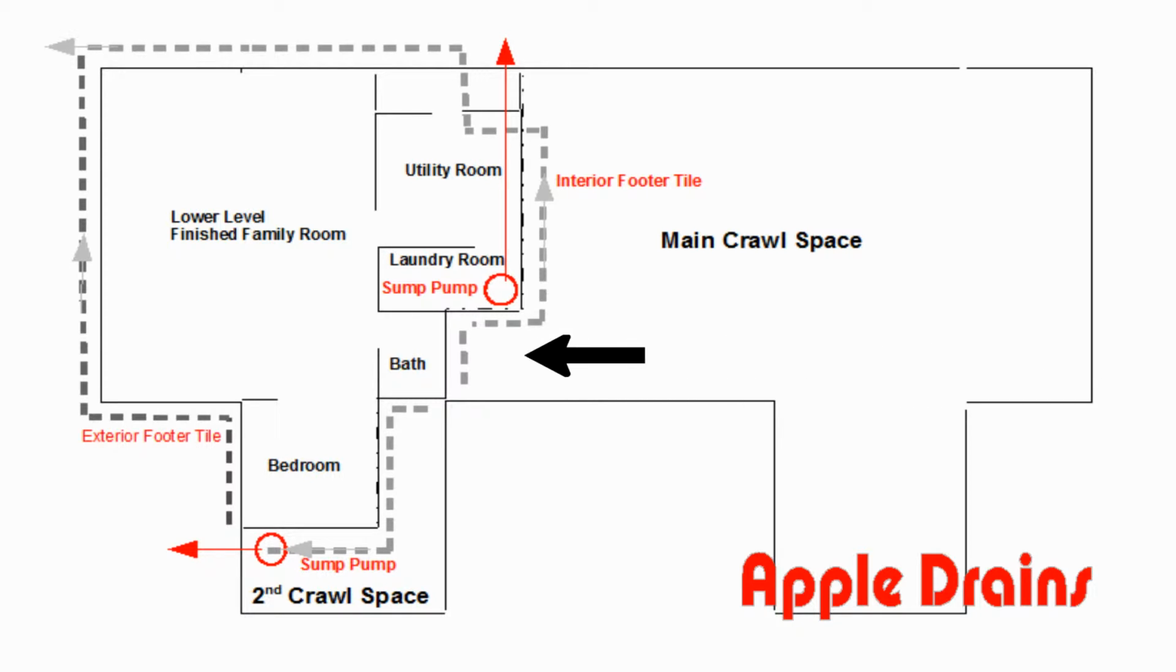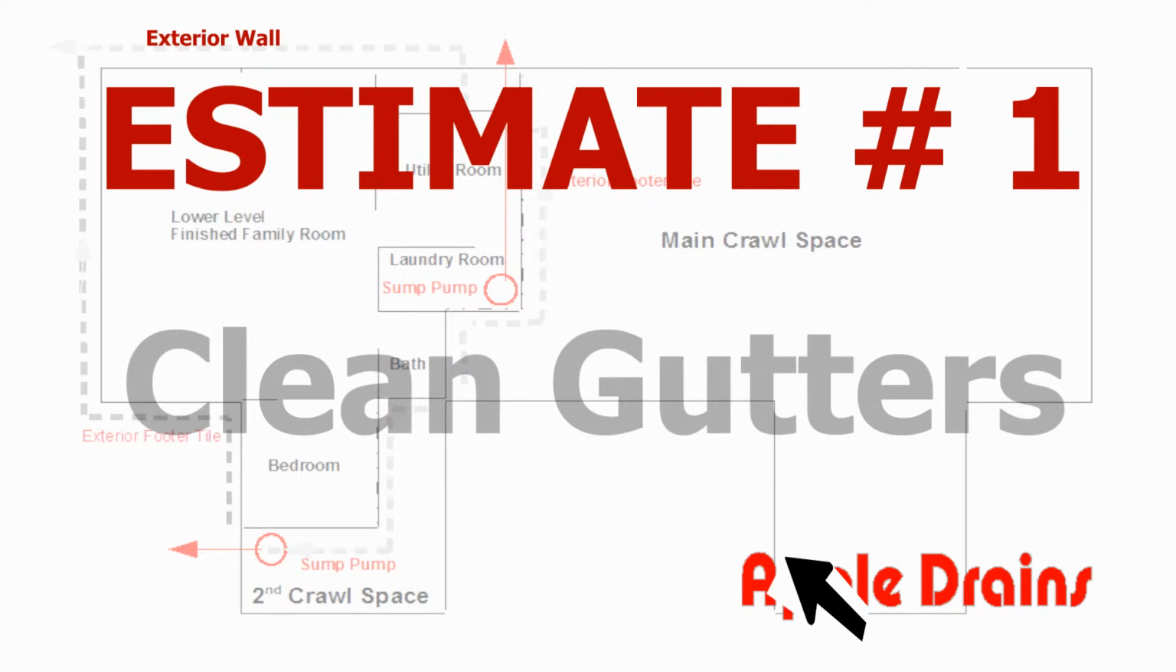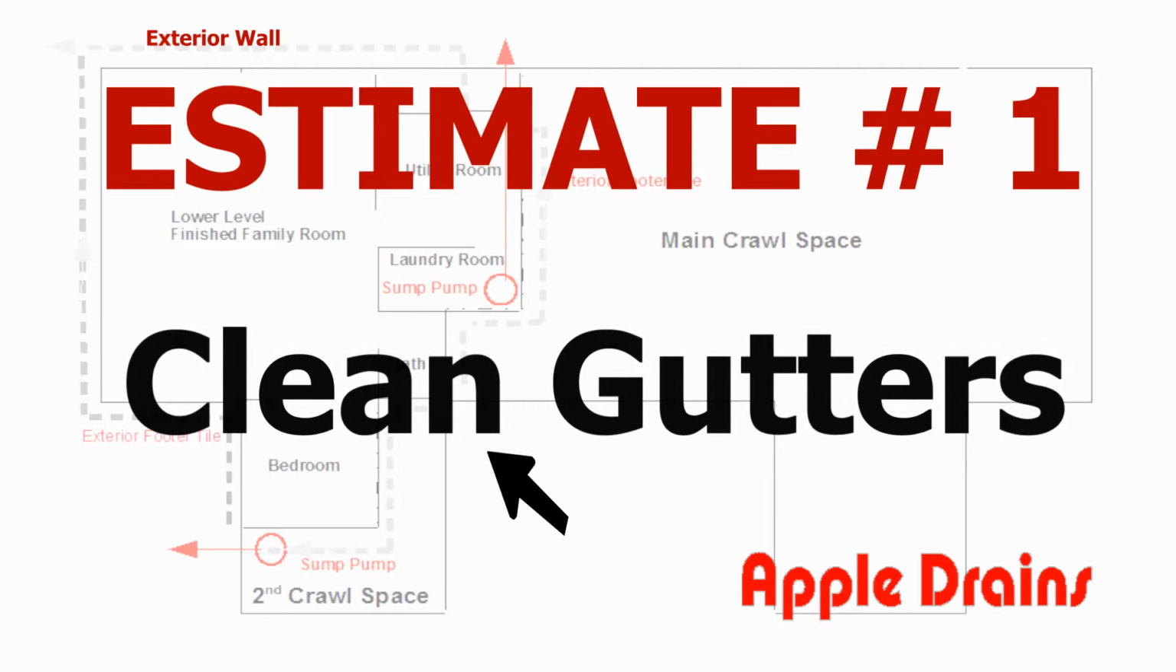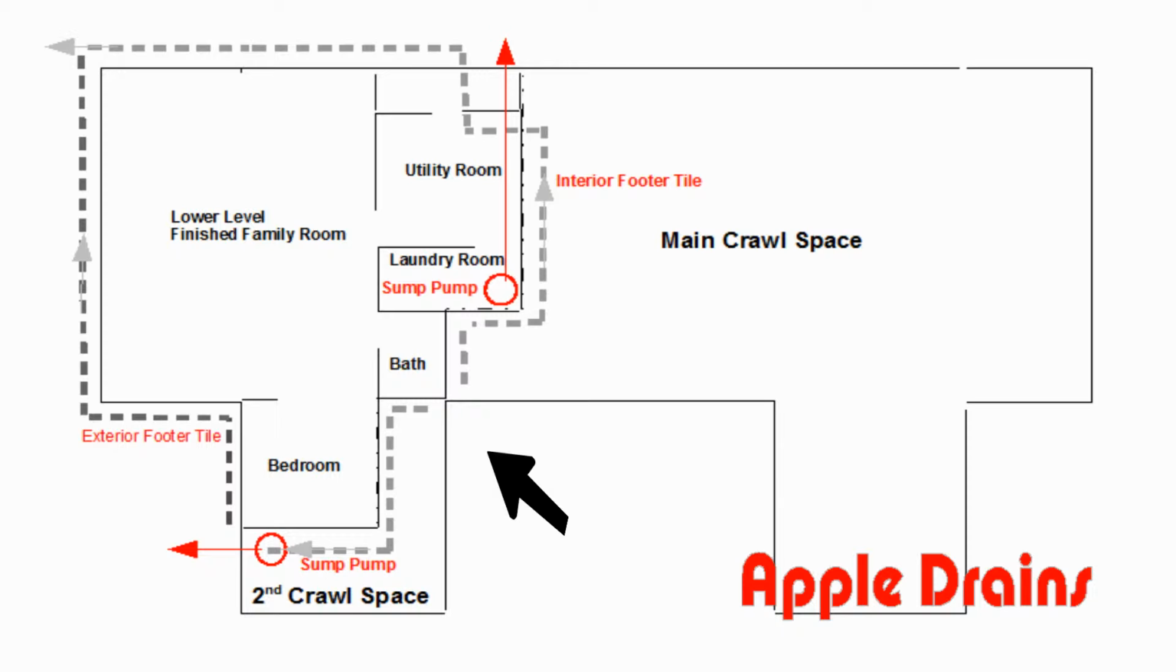At first glance, it would appear that the water that's coming under the floor in the bathroom comes from this front corner. However, there are two crawl spaces here, so we need to address all kinds of issues here. Estimate number 1, clean the gutters. An overflowing gutter will allow water to just pour down on your foundation wall, and that could be where some of this water is coming from, so we need to clean those gutters.